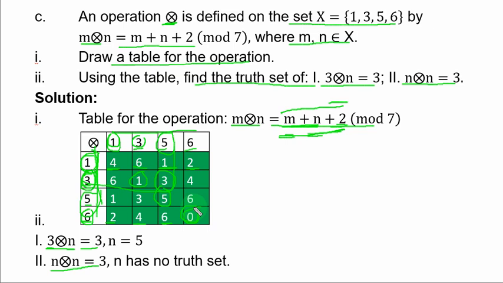So considering this table, the equation has no truth set. That is the answer, because no two of the same number give remainder of 3. So this is the end of question 11. Let us proceed to question 12.